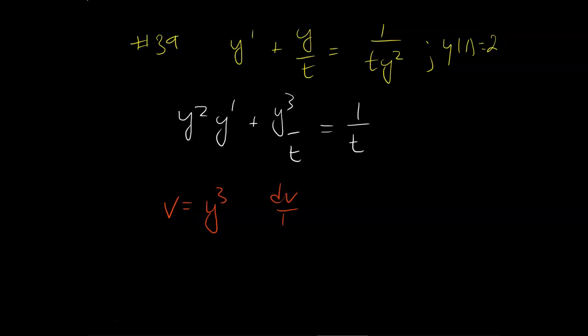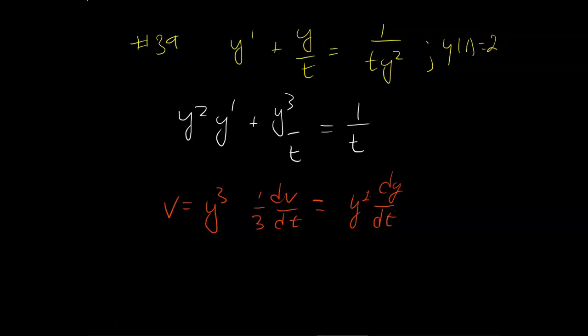So my clever substitution is let v equal y cubed. Then dv/dt would be 3y squared dy/dt, which looks a lot like that first term except for that 3. So I'm going to divide both sides by that 3. That was much more extreme than I had anticipated with that eraser. Okay, let's minimize that a little bit. All right, great.